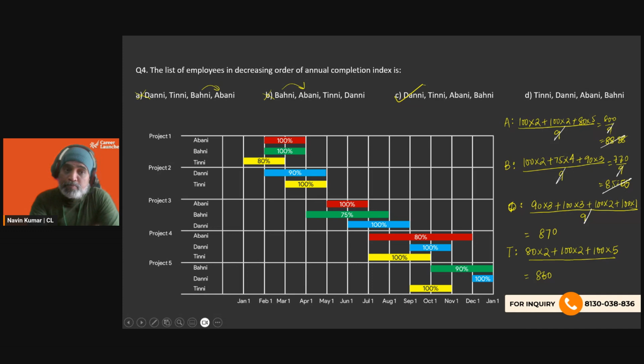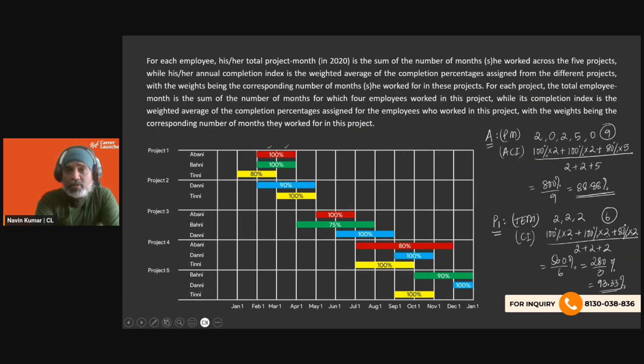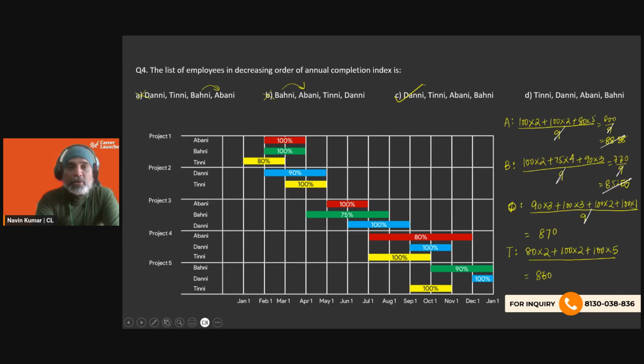So you can see that this set may be completely new to us, and there were some of the formulas or some of the logical interpretation given in the stem of the set which were irrelevant. Not all of those were used. We only used the project month of a person and the ACI of a person. We did not get into project-wise the total employee month and the completion percentages, or the completion index. So when you come across such a set in the exam, which is completely new to you, you should not straight away eliminate or ignore it. You should definitely give it a try.